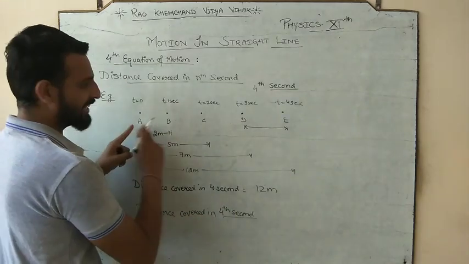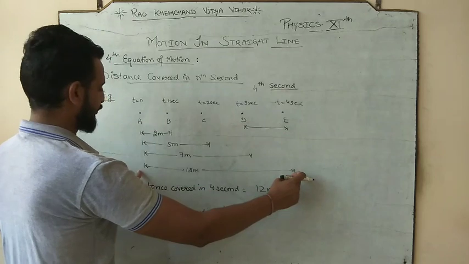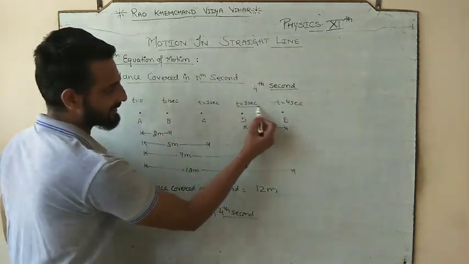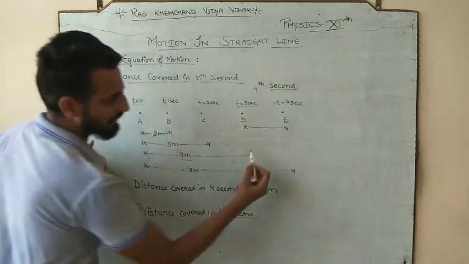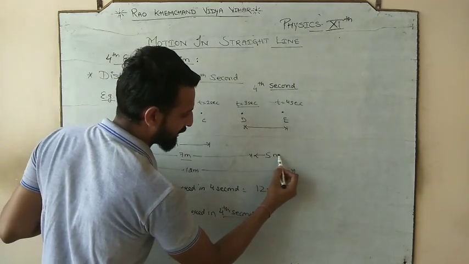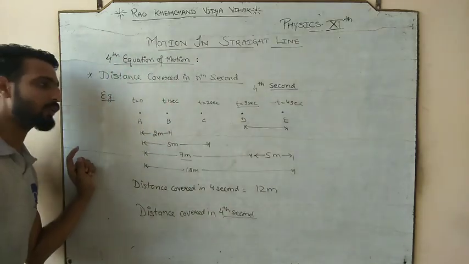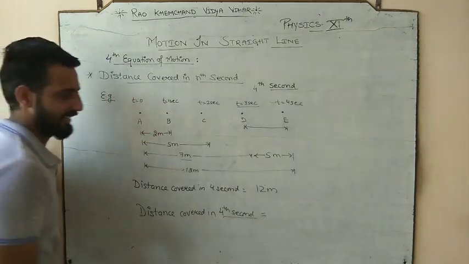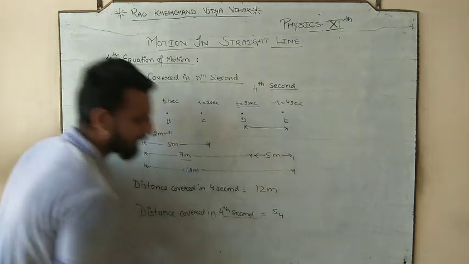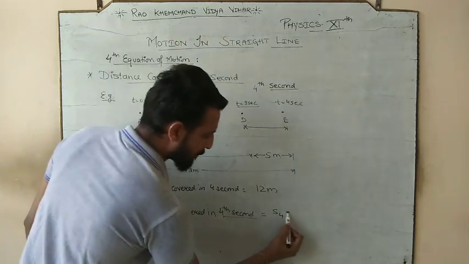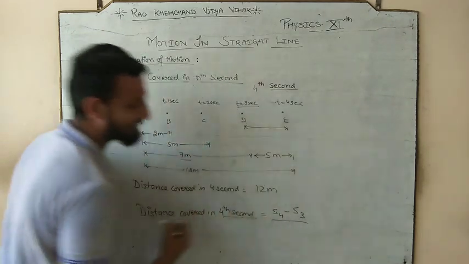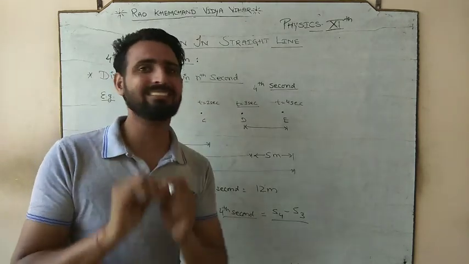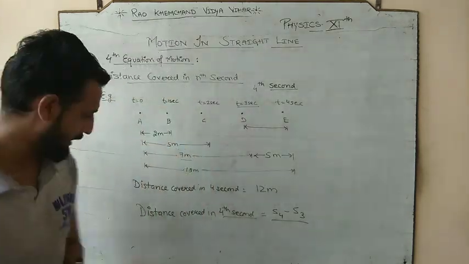From A to E, the distance covered in 4 seconds was 12. A to D, the distance covered in 3 seconds is 7 meter. So what is the remaining distance? It is 5 meter. And how did we calculate the distance covered in this section? The distance covered in the 4th second is the distance covered in 4 seconds minus the distance covered in 3 seconds. Please, at the starting I told you, listen to the statements very carefully.